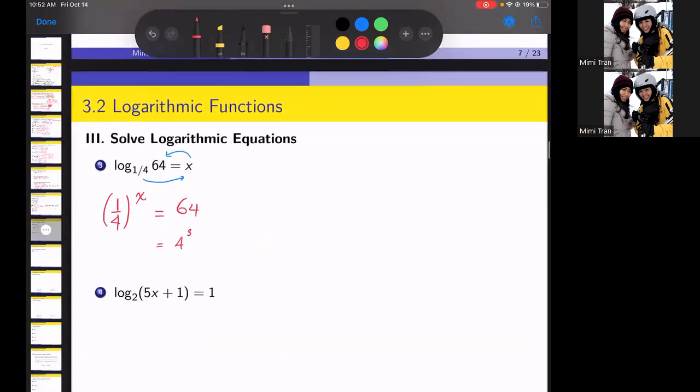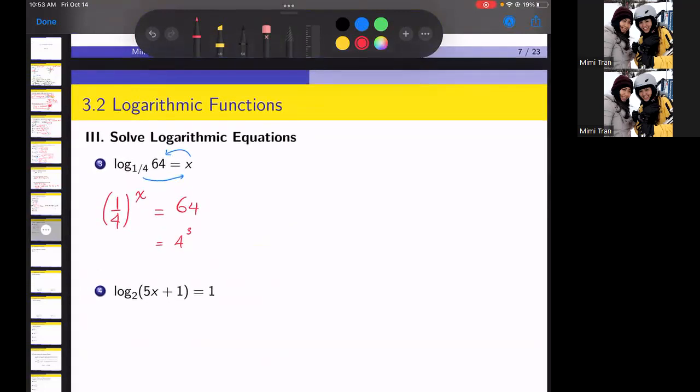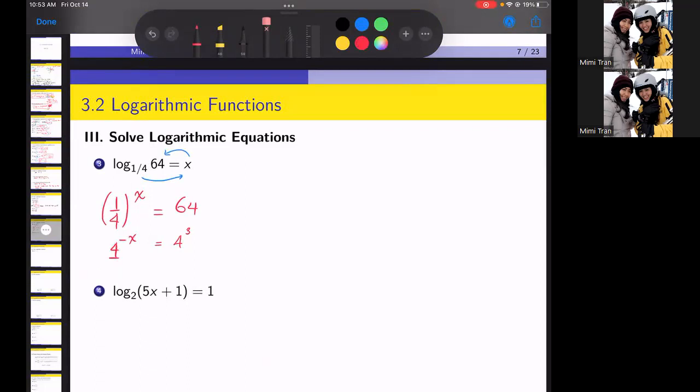4 cubed, right? On the left-hand side, I don't have 4, but I have 1/4. So what do I have to do? I have to flip it, right? And you flip the power, change the sign. So 4 to the negative x. Well, 4 over 1, but we don't write the over 1. Now you can cancel the 4, so negative x equals 3. Better yet, x equals negative 3. It's okay in this case. It is okay because negative 3 is not a base nor the input. It's the output. The output is okay. It's going to have a negative number.